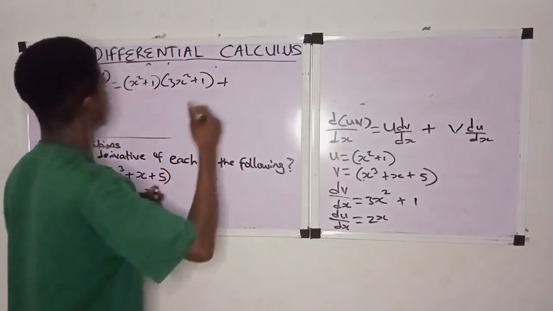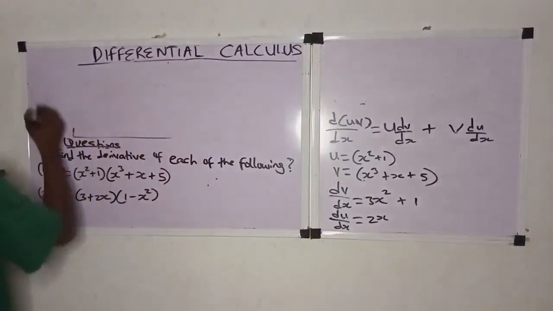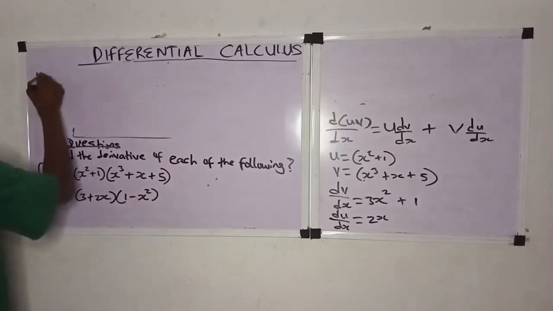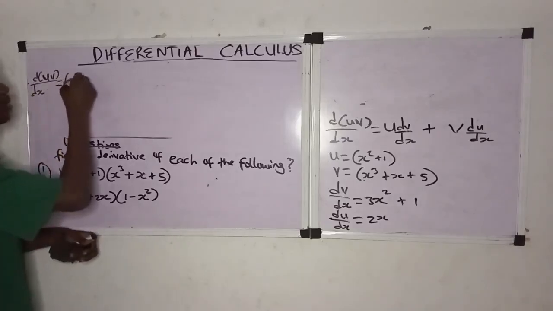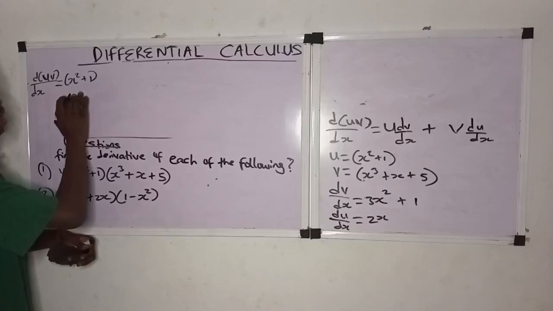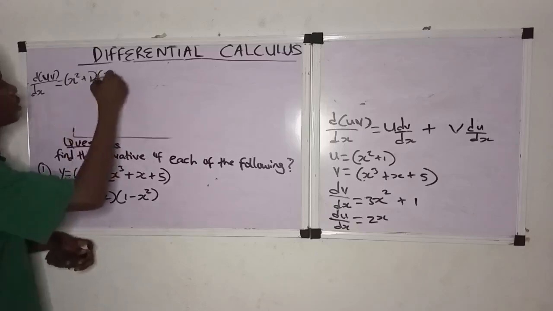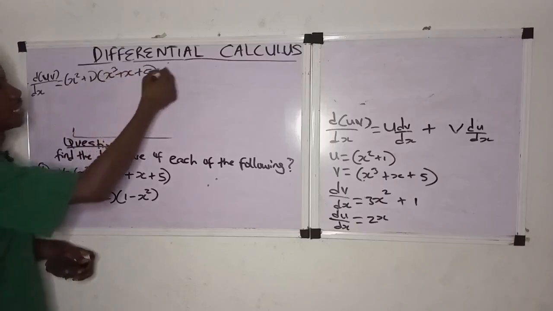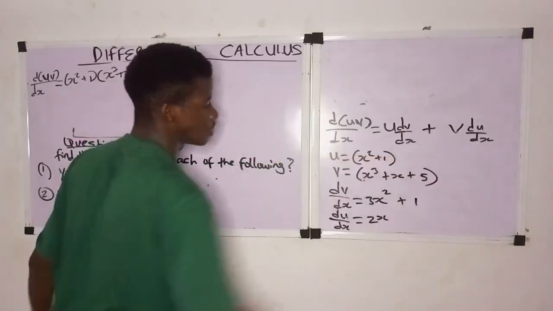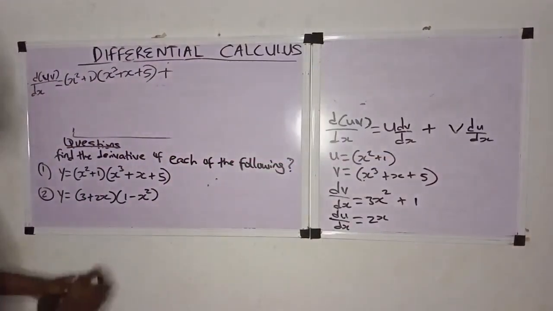V is what? Okay, let me create a small space. So d(uv) by ds is equal to... Okay, u is what? U is s squared plus 1. Then dv over ds is s cube plus s plus 5, right? Then plus v is what? Oh, I made a mistake.